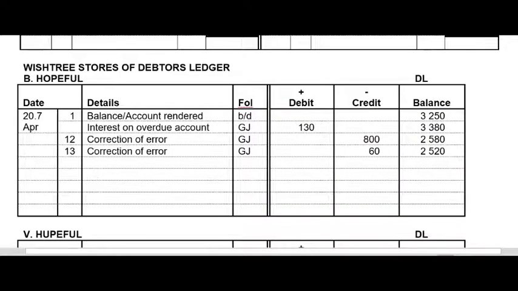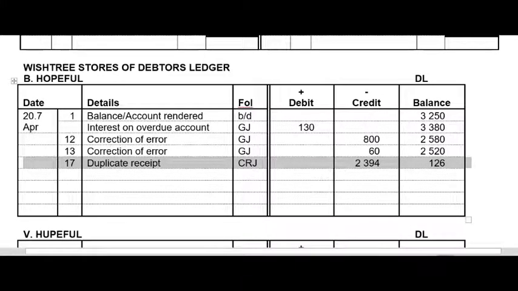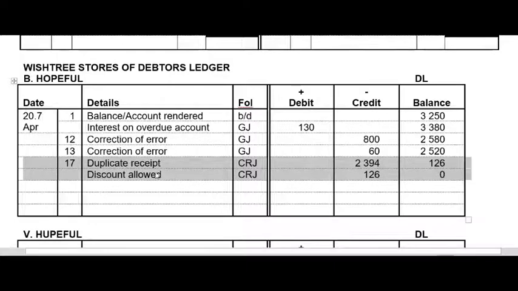This must also be recorded in his debtors ledger account. So first we deal with the amount that we actually received from him. We would have issued a duplicate receipt and it would credit his account, stating that he only owes us 126 Rand. And then we actually allowed that 126 Rand as discount. So at the end of the day, on the 17th, B Hopeful owes us nothing.